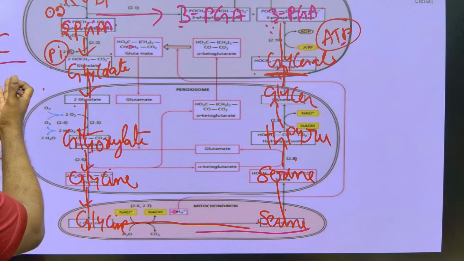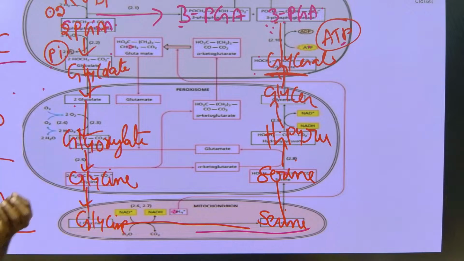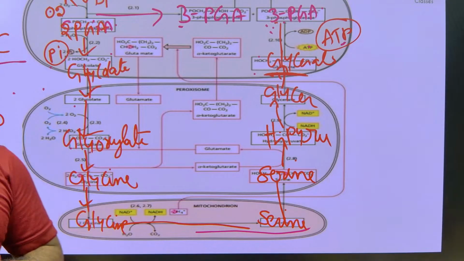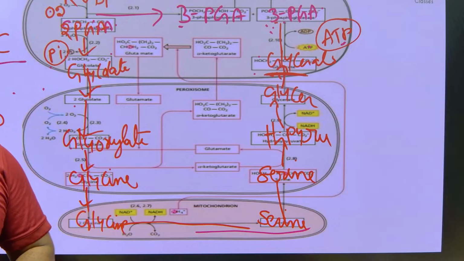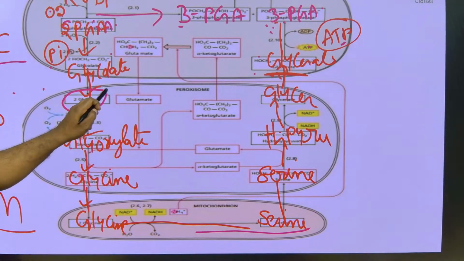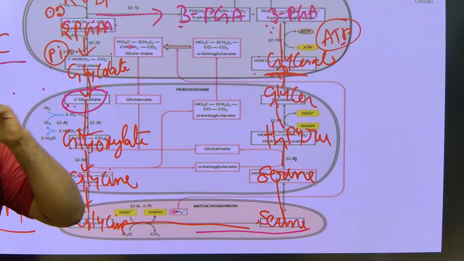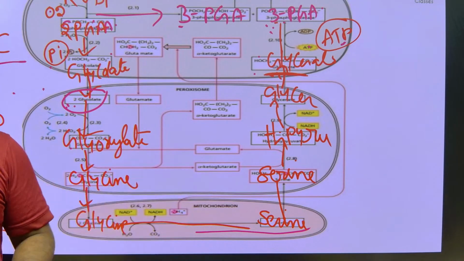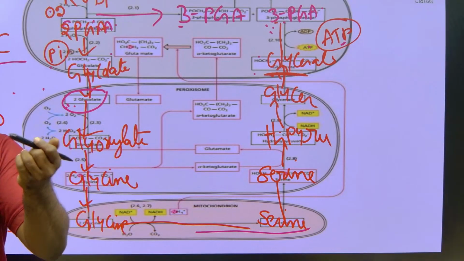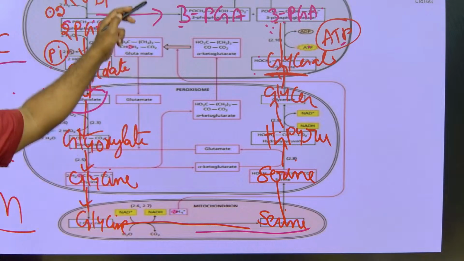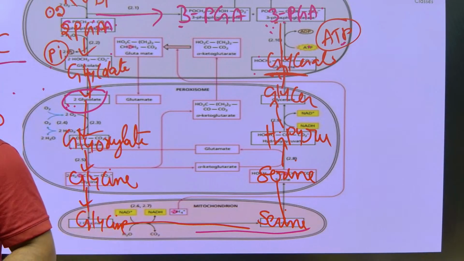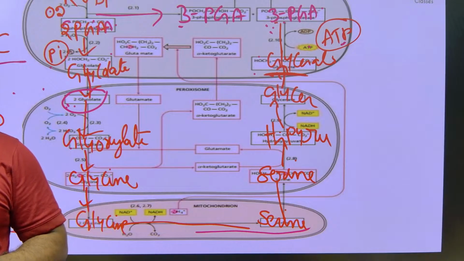There is a simple question which is asked in the exam. All of you answer. Which is the first metabolite that enters into the peroxisome during the C2 cycle? Which is the first metabolite that enters into the peroxisome? What is that? Glycolate is the first metabolite that enters. Now slowly think and answer. In which of the following cell organelles does the production of optically inactive amino acid take place? What is optically inactive amino acid?